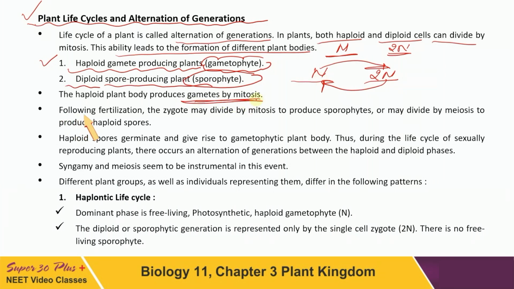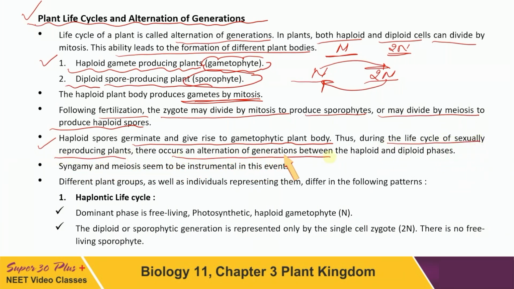Remember it. Following fertilization, the zygote may divide by mitosis to produce a sporophyte, or may divide by meiosis to produce haploid spores. Different types of life cycles will be there. Haploid spores germinate and give rise to the gametophytic plant body. Thus, during the life cycle of sexually reproducing plants, there occurs alternation of generation between haploid and diploid phases.